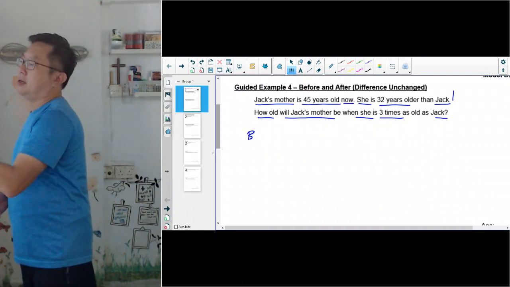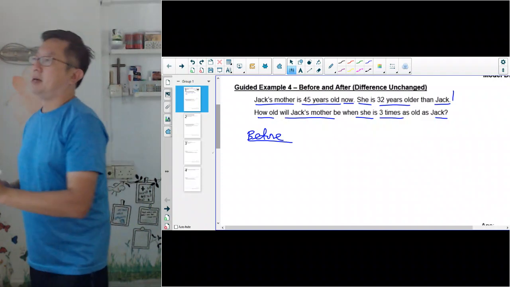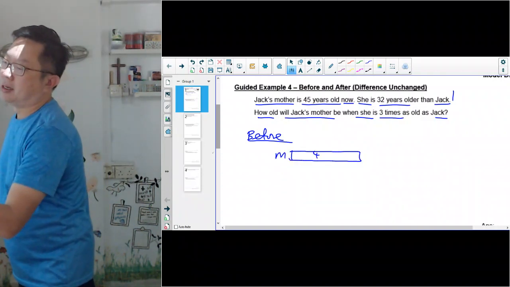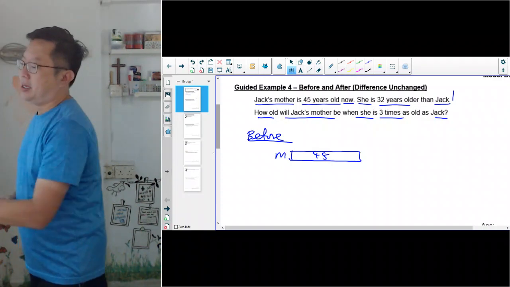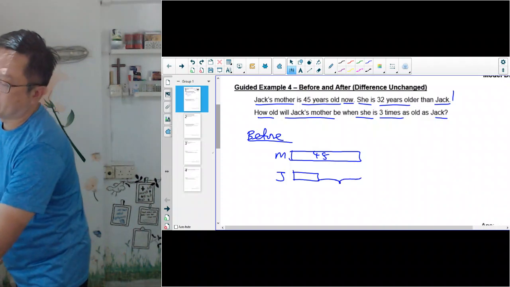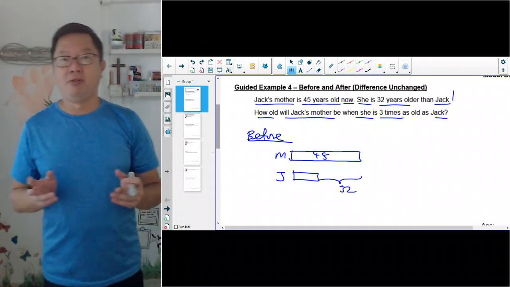So we are going to draw the before model. How do you draw the before model? You look at the first sentence, you can see the mother is 45 years old now. So you draw a rectangle and you put the 45 years inside. And she is going to be 32 years older than Jack. So you have a shorter rectangle for Jack and 32 years older. So that's how you draw the before model.